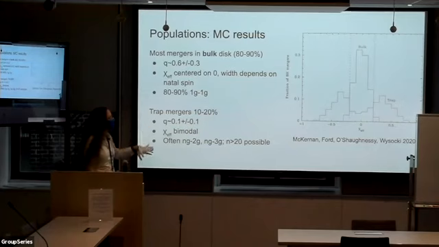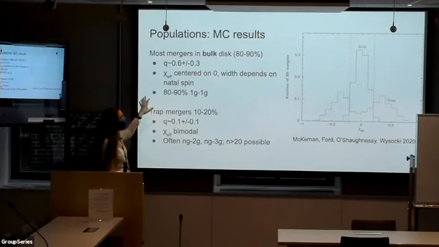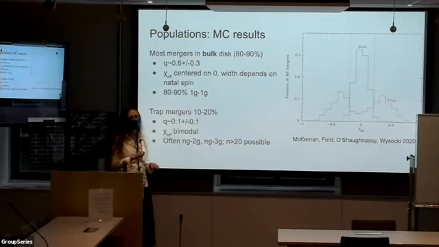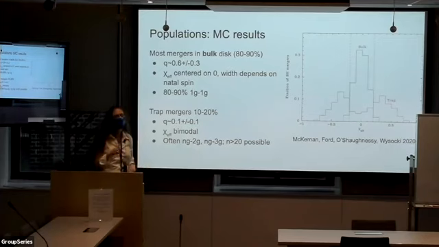The trap mergers are more easily distinguishable if there are traps. So in models, we ran 12 different AGN disk models. We ran them with different lifetimes. We ran them with different scale heights. We ran them with different assumptions about the accretion.